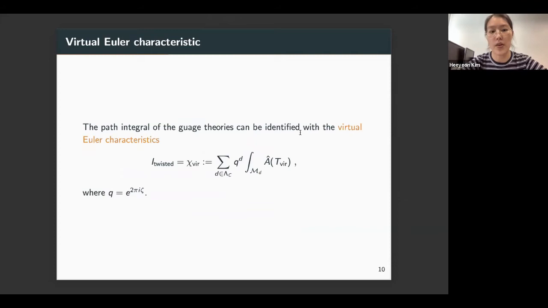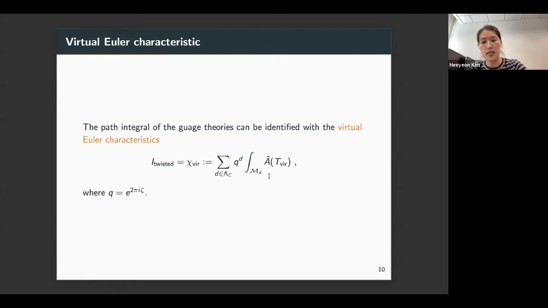So the path integral computes the alternating sum of the Fock space constructed from the complex. The path integral of the twisted index of the gauge theory can be identified with the virtual Euler characteristic given by this expression here, where this Q is the exponentiated FI parameter, which corresponds to the degree counting parameter here. The moduli space MD is of course singular and also non-compact, so this quantity here is subtle to define.